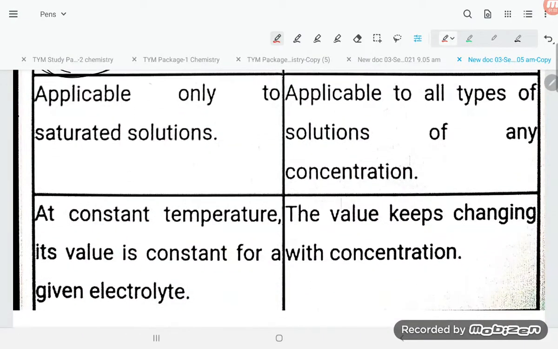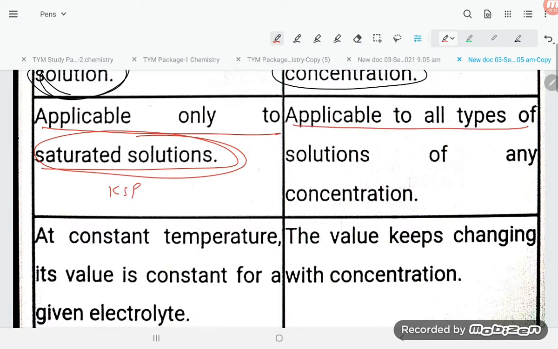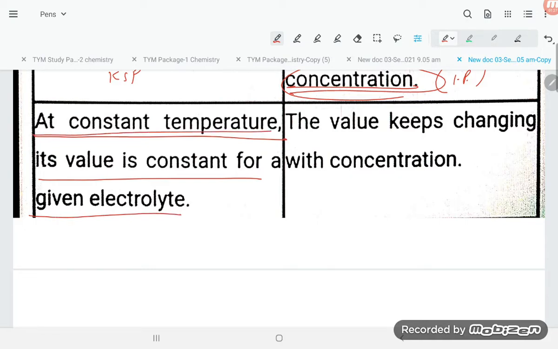Now let's move over to the next one. Ksp is applicable only to the saturated solution, while ionic product is applicable to all types of solution and any concentration. You have to keep that in mind. Now, at constant temperature, its value is constant for a given electrolyte. If the temperature is constant, its value is also constant.